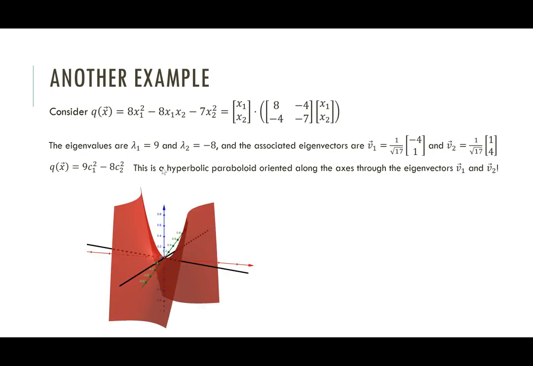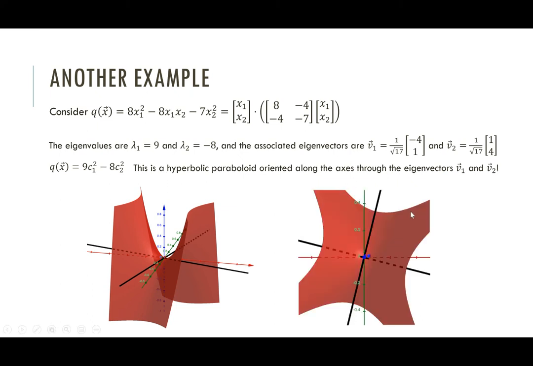So it looks something like that, in case you forgot what a hyperbolic paraboloid was. And this is a top-down view, so you can see that, yes, these axes really are the perpendicular axes that the hyperbolic paraboloid is oriented along.